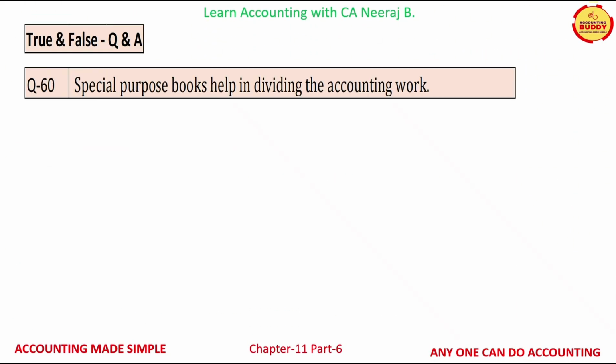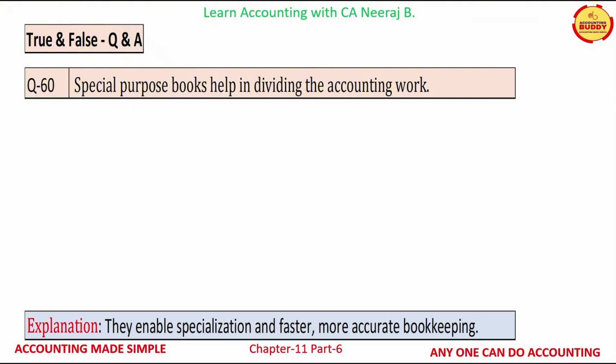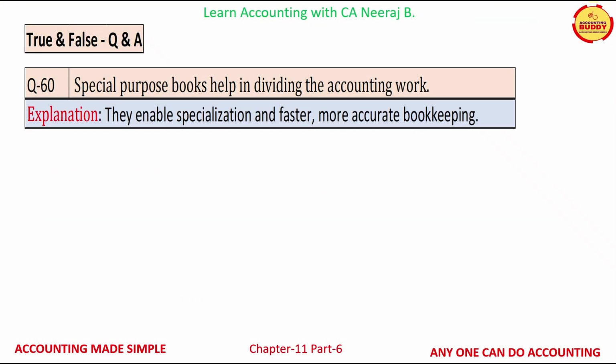Question number 60: special purpose books help in dividing the accounting work. And the fact of the matter is, they enable specialization and faster and more accurate bookkeeping. Therefore, it is a true statement.